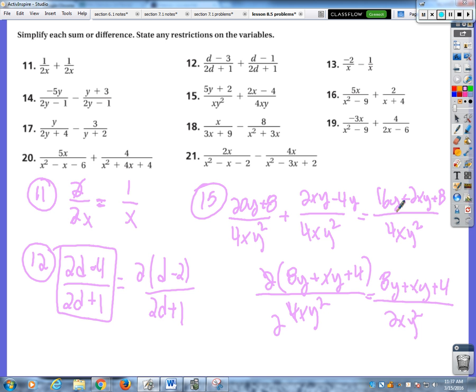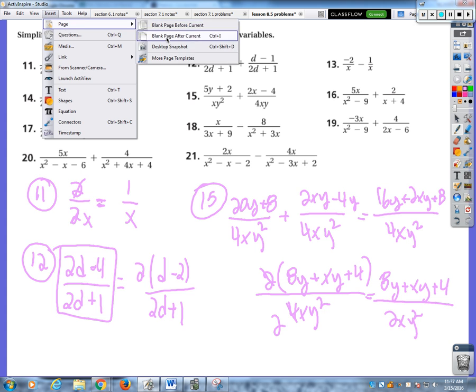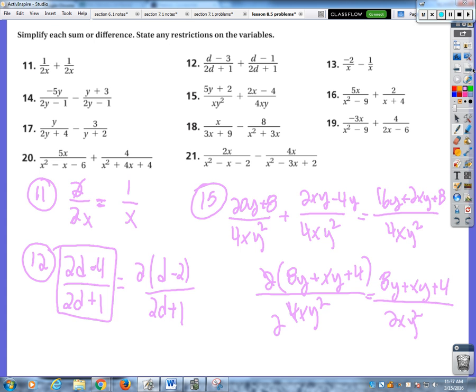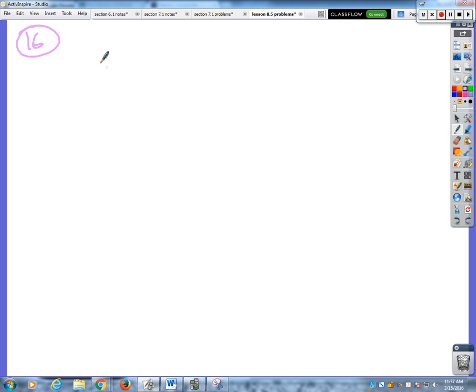Okay. All right, so what was the next one? 16? All right, so let's jump to a new page for that. So number 16 is 5x over x squared minus 9 plus 2 over x plus 4. No? I thought it was 2 minus 3. No? What do I do first?